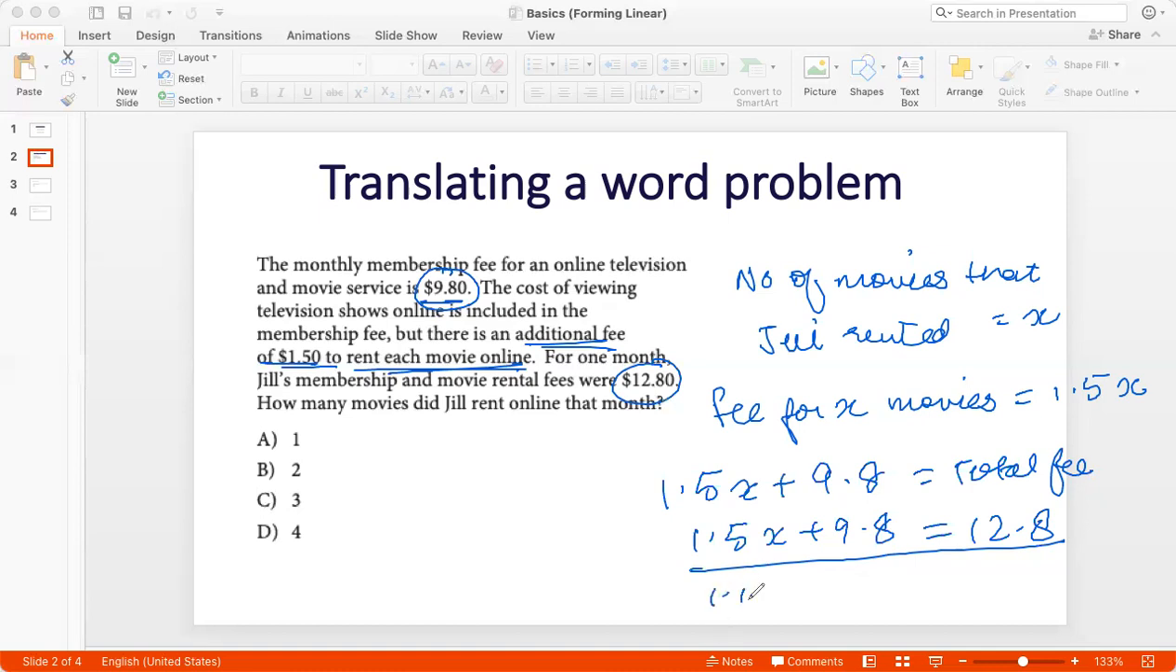So now 1.5x becomes 12.8 minus 9.8, which is 3. So x becomes 3 divided by 1.5, which is 2. So the number of movies that Jill rented is 2, option B.